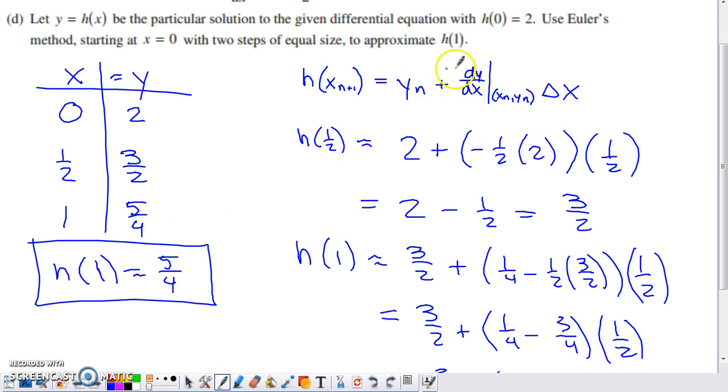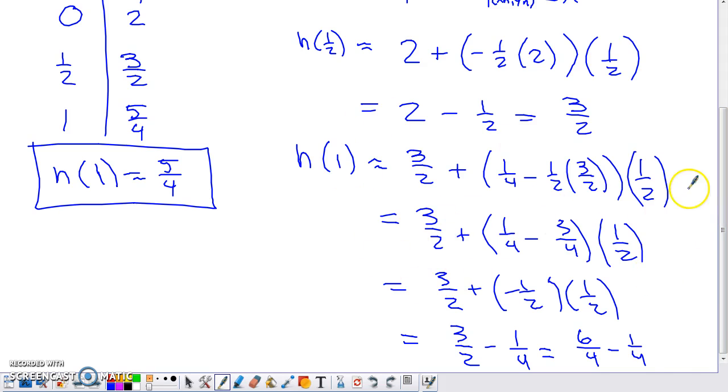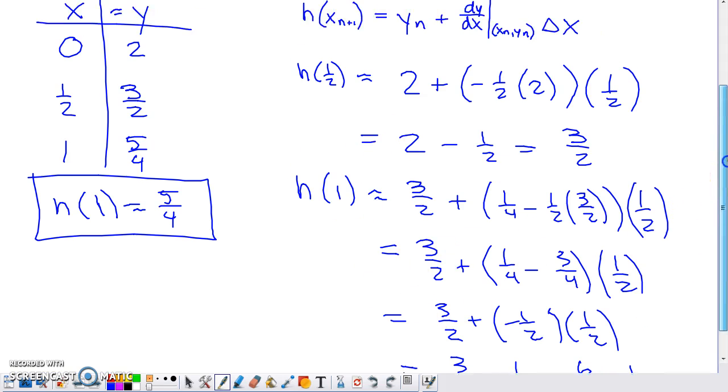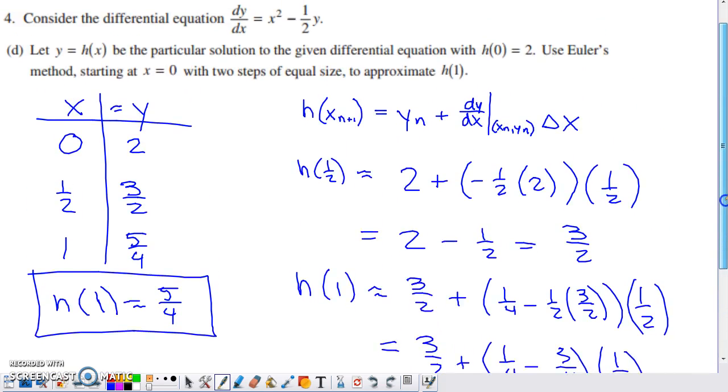So this is the algorithm that you might use for Euler's method. And if you do that, that gives you an approximate value of 3/2 at the x of 1/2. And then if you use this ordered pair and apply Euler's method to it, that gives you your approximation for h of 1. And you can see all the calculations here. It's, I guess, kind of tedious. You don't necessarily have to do all these calculations on the AP exam. If you left a crazy looking answer like this, it will receive full credit. But I took the time to simplify that down to 5/4.